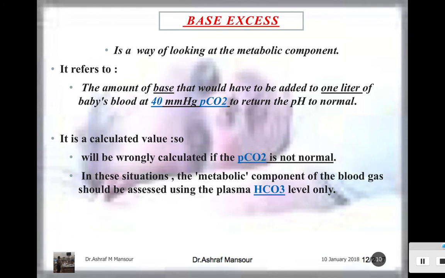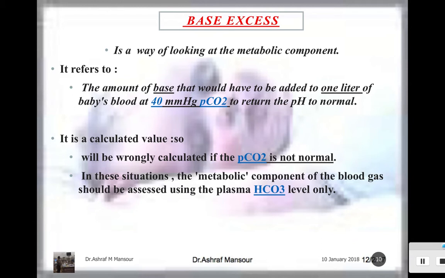So what about the base excess? We found many of our colleagues consider the base excess is the main factor to consider that this is a metabolic acidosis or alkalosis without looking to the PCO2, because we know that the base excess refers to the amount of base that, if you add to 1 liter of the baby blood, will return the pH to normal. But this is at what? At 40 millimeters of mercury of PCO2, normal level of PCO2.